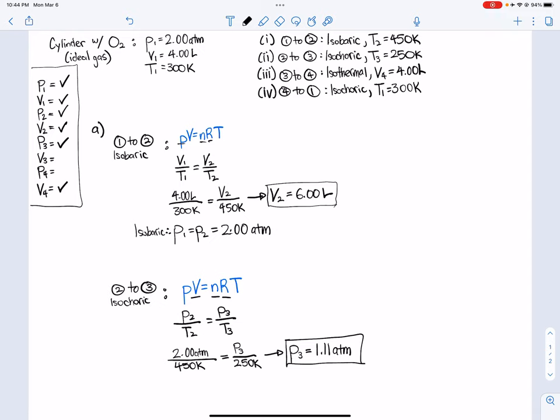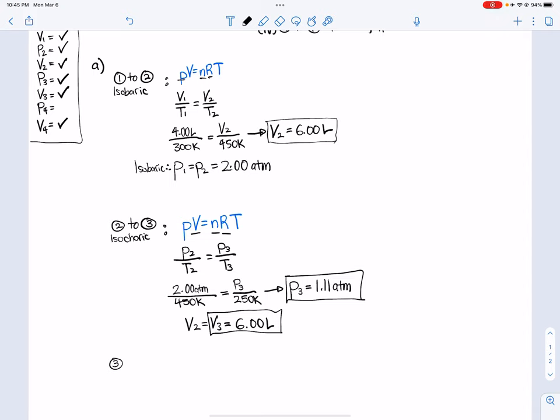What is V3? Well, we don't need to solve for that, because remember, the process from state 2 to state 3 is an isochoric process, which means constant volume. Therefore, V2 will be equal to V3, which is equal to 6 liters, right? So now we know V3 as well. So it looks like all we need to solve for now is the pressure at state 4. Then we will be able to draw our PV diagram.